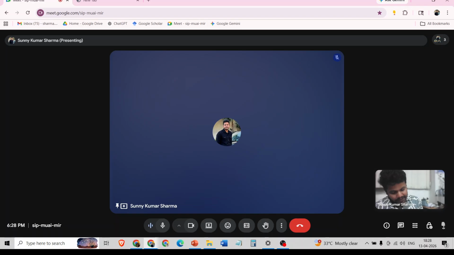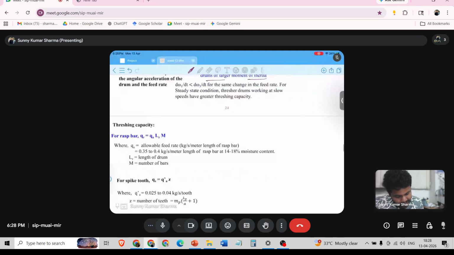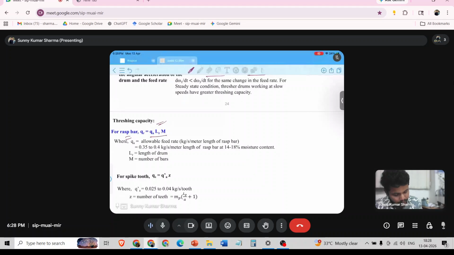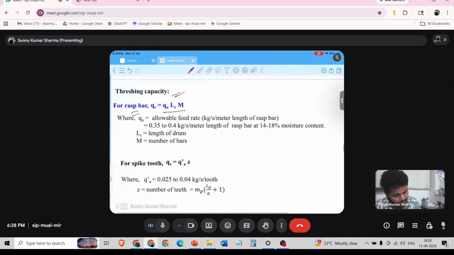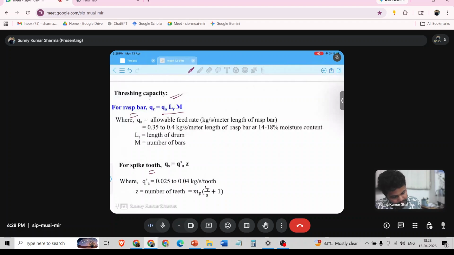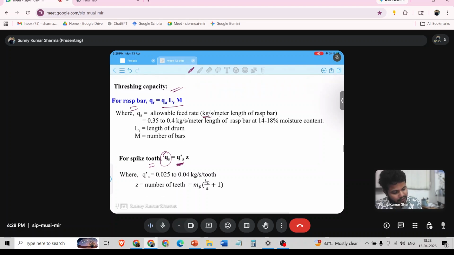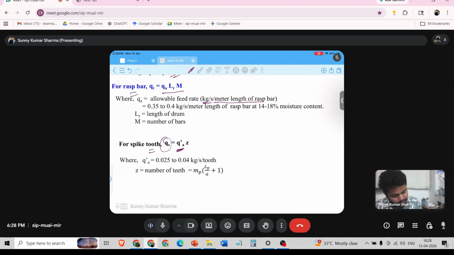And next thing is threshing capacity. For rasp bar, threshing capacity is defined as QA into L into M, where QA is allowable feed rate. And in case of rasp spike tooth also, this is threshing capacity. It is defined as this allowable feed rate, which is kg per second or kg per second per meter of length of rasp bar. This should be multiplied with number of bars in case of rasp bar and number of teeth in case of spike tooth.